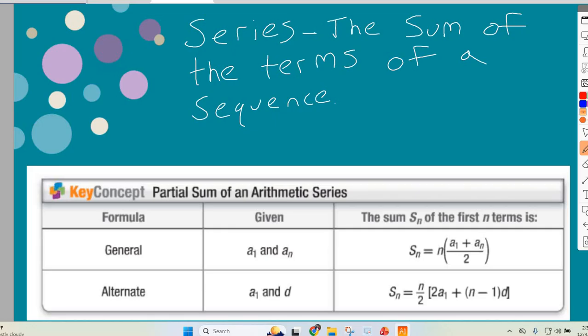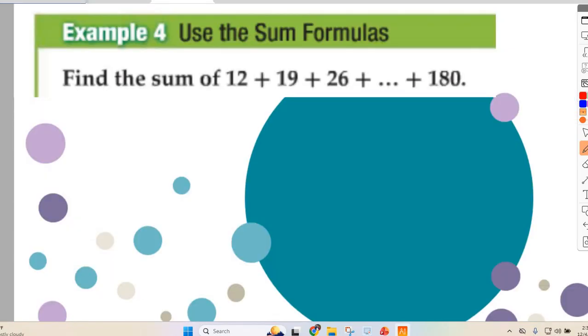Let's look at an example. So this says find the sum of 12 plus 19 plus 26 plus ... all the way until I get to 180. So this time, what is our d value? What are we adding each time? Seven.